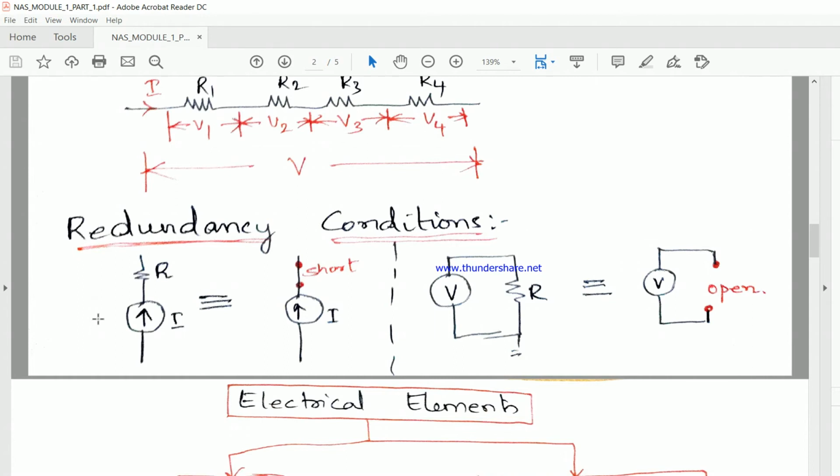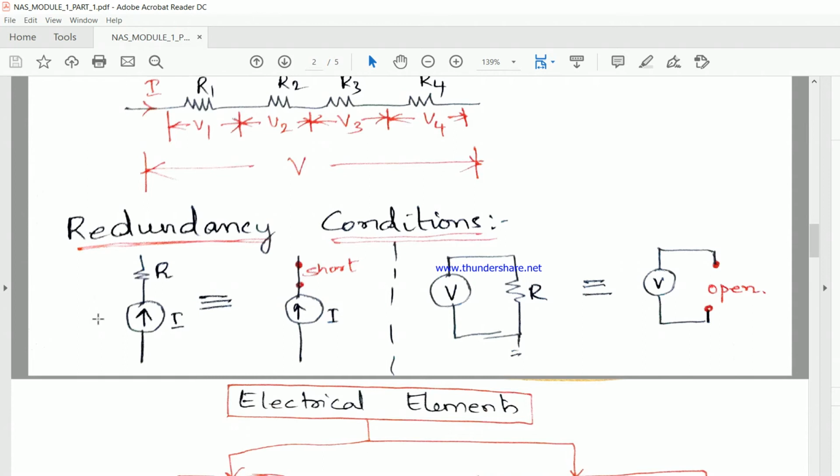Okay, so when I say open, very important point which I am telling you, if you want you can rewind my video and listen to this. When R equals 0, it means short. It means when the resistance value is 0, that circuit becomes short. When the resistance value is infinity, meaning if the resistance value is very high, then that particular circuit will behave as an open circuit. So here R open means R is infinite, and short means R is 0.